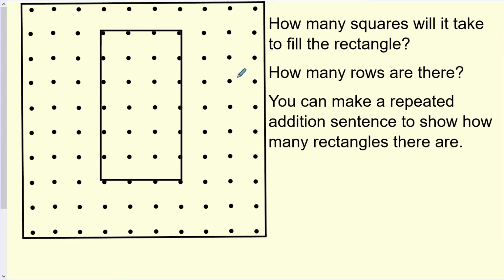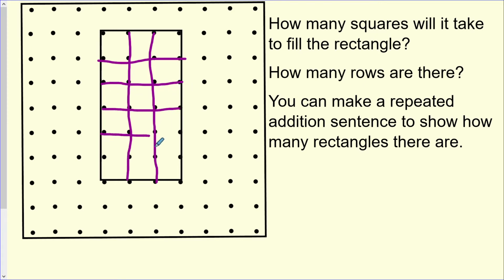Okay? All right, this is dot paper. Sometimes you'll see dot paper in your packet. So we're going to draw lines to fill this rectangle up with squares, and then we're going to see how many squares we have. So I'm going to just trace my dots and draw lines. It's not going to be perfect. And then draw my lines here in order to partition this rectangle into all of the squares. So now let's look at rows. Remember, rows are the ones that go across. Can you count how many rows there are? 1, 2, 3, 4, 5, 6.